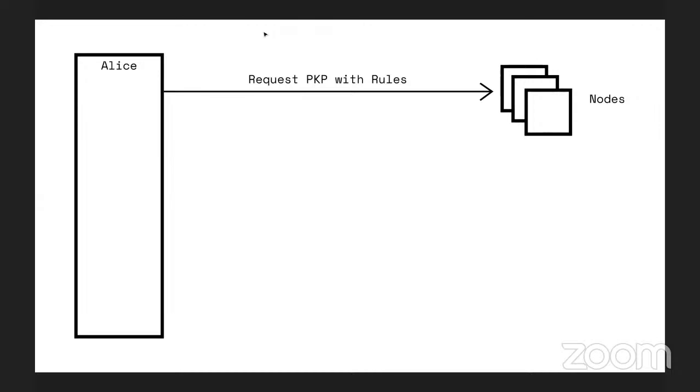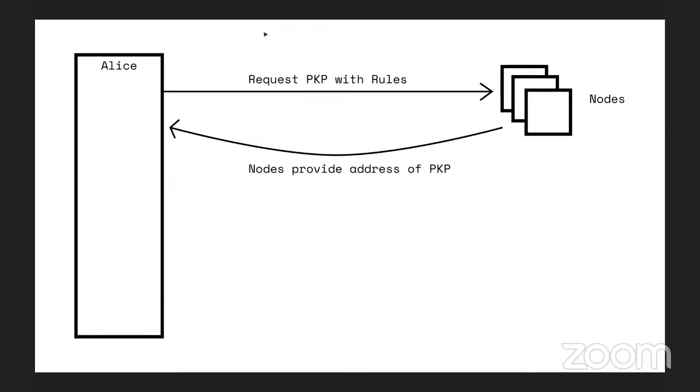So Alice wants to send a transaction with a PKP that's managed by the Lit network. Alice requests the PKP with rules from the nodes. The nodes then provide the address of the PKP. And she can then create her transaction. Maybe that's in a sim. We'll imagine the PKP has some funds put into it before she creates her transaction. And she now wants to send maybe 0.1 ETH. Maybe she's feeling generous to me. It's my lucky day. So she'll create this transaction.